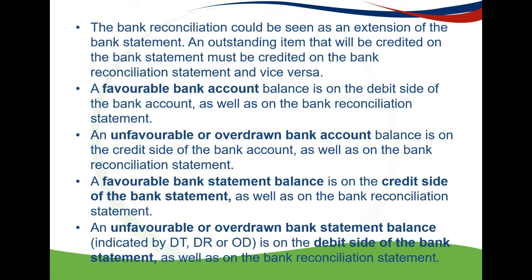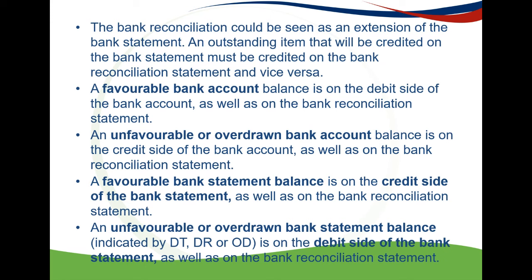Let's continue with this slide. An unfavorable or overdrawn bank statement balance, indicated by DT, DR or OD, is on the debit side of the bank statement, as well as on the bank reconciliation statement.